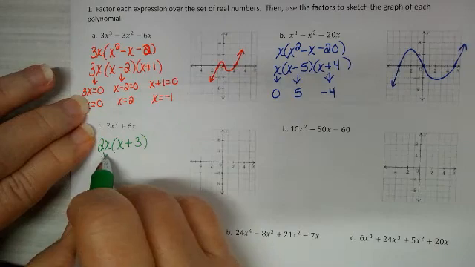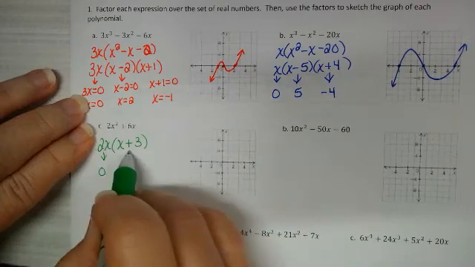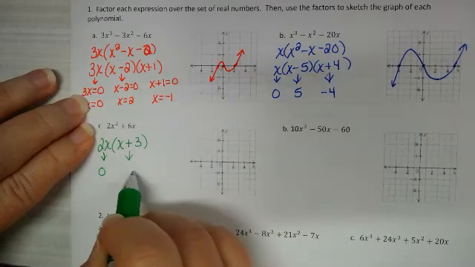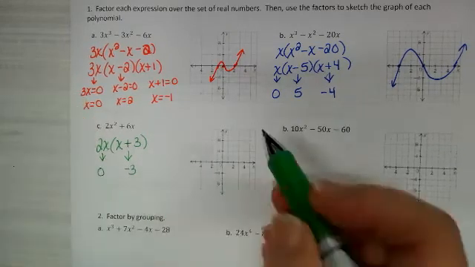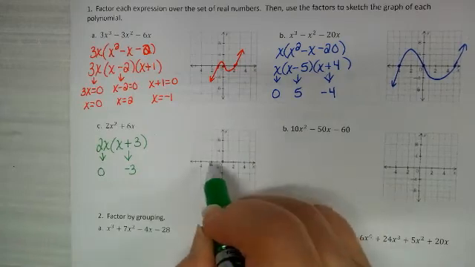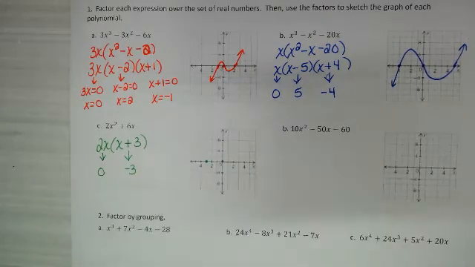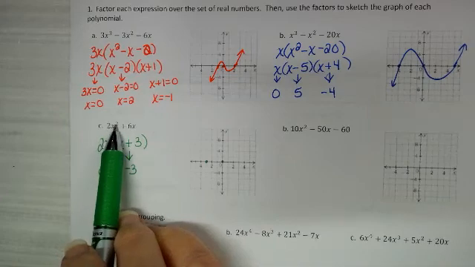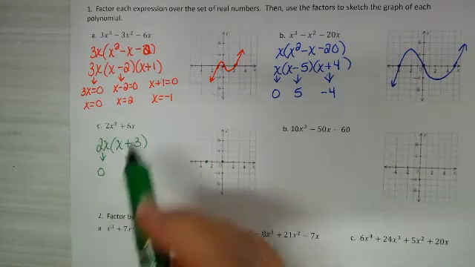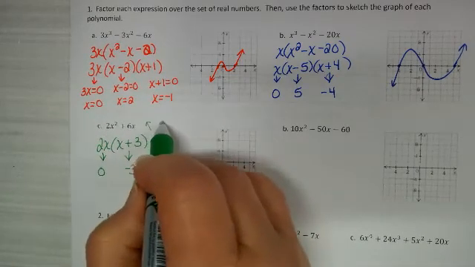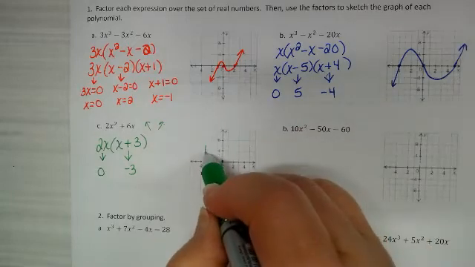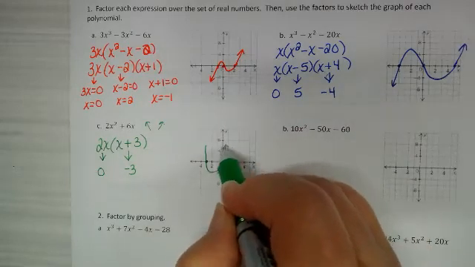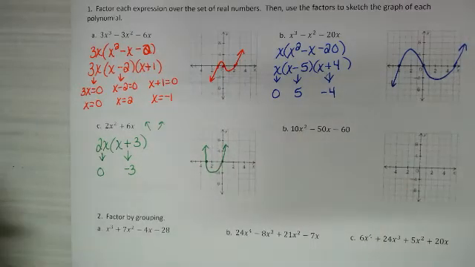What makes 2x equal to 0? And what makes x plus 3 equal to 0? So there are my roots. Now this is an even degree with a positive a value. So that means it's going up on both sides. So it looks something like that.